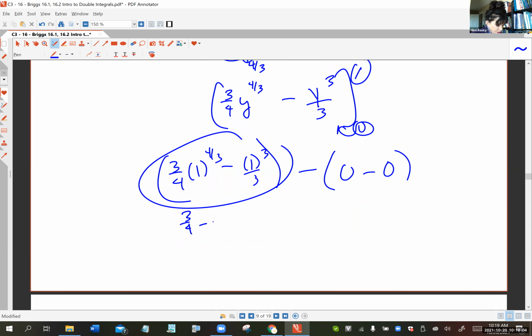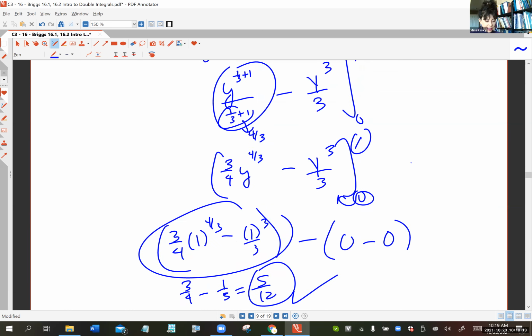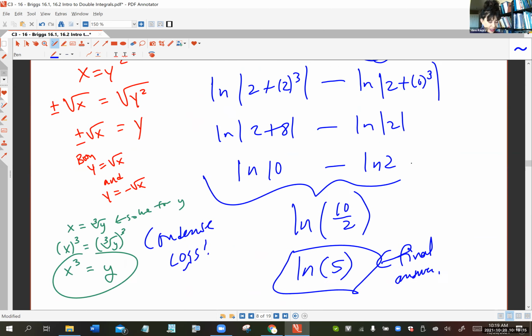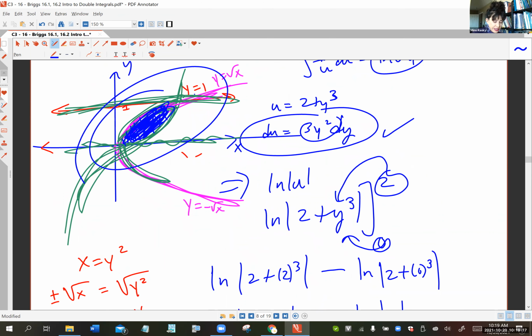What the heck is 3/4 minus 1/3? I get 5/12. Okay, and there's your answer, and that's the area of that little shaded region we have here, 5/12 square units. Fine. Now the hard part.